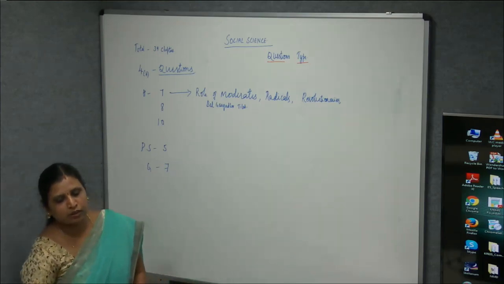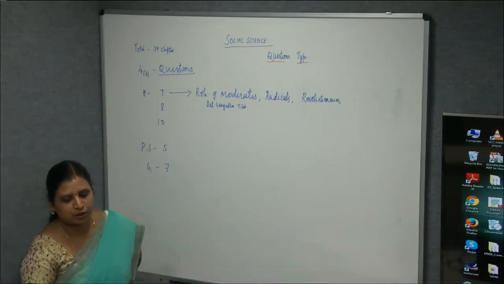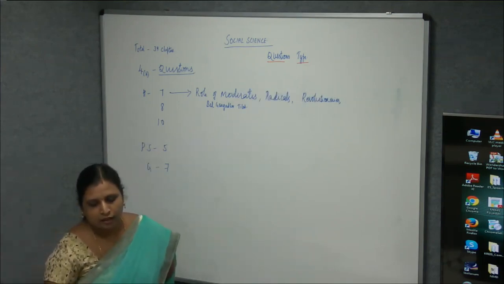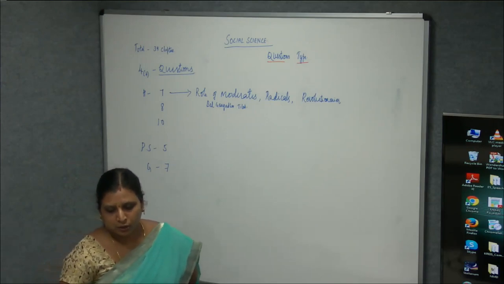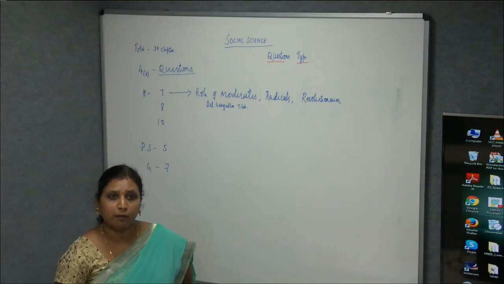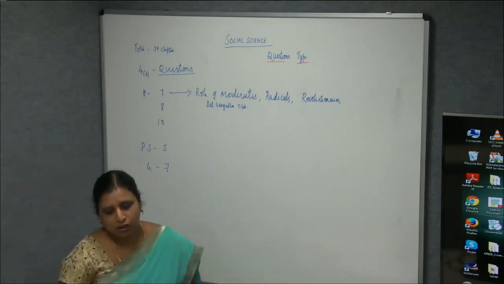So who were the important moderates? W.C. Banerjee, S.N. Banerjee, Gopal Krishna Gokhale, M.G. Ranade and Dadabhai Naoroji were the major moderate leaders. Then you have to write their demands. So what are the demands?